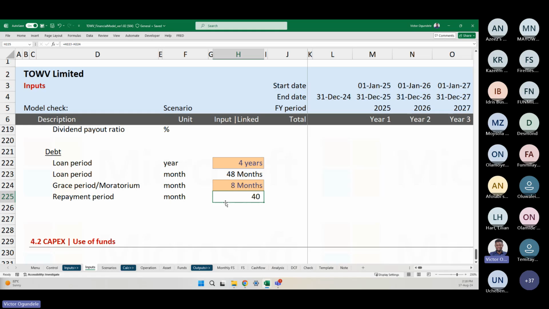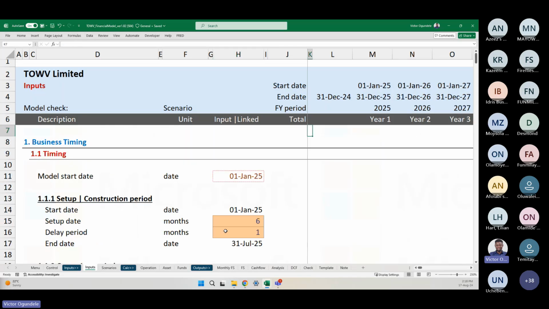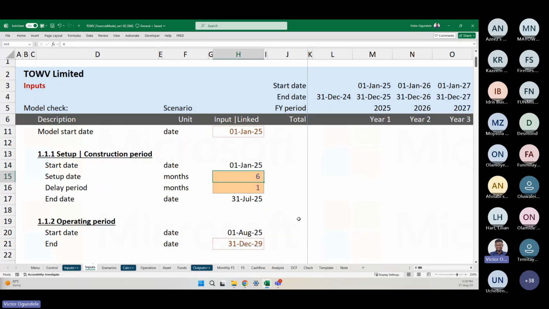8 months is an input. Put in your input. As I said, you are setting up, so you are starting the business. It's taking you 6 months, more like 7 months for you to set it up, right? And you've taken a loan to set this up. So what does that mean?